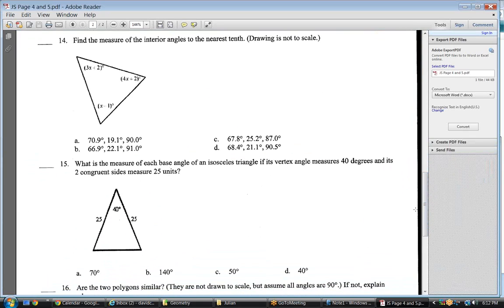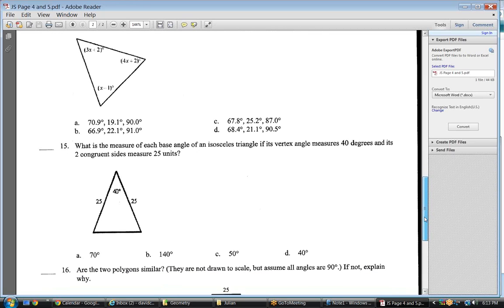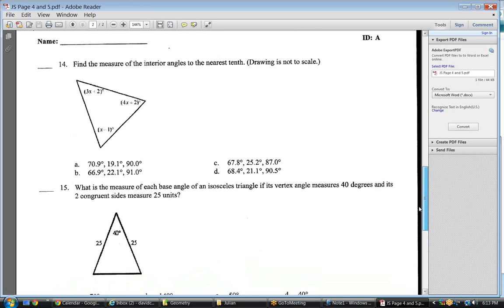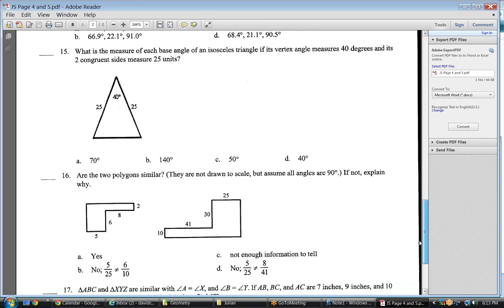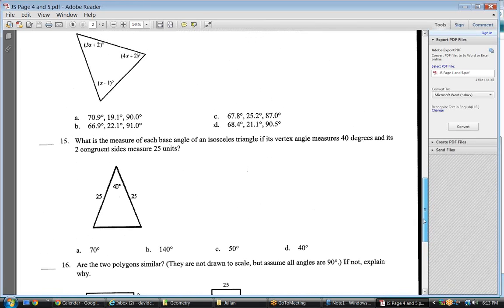How am I going to do 14? Set it up for me. So 3x plus 2 plus 4x plus 2 plus x minus 1 equals 180. That's when I say set it up, that's what I mean. And then now it's just a question of solving a simple algebraic equation. So I've got to add all the like terms.